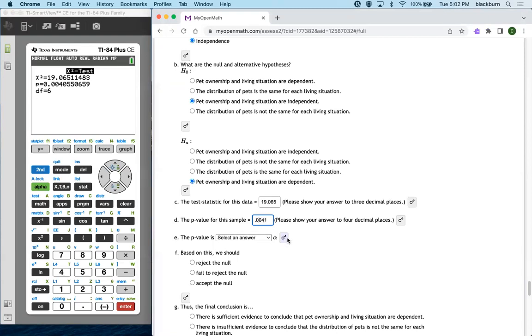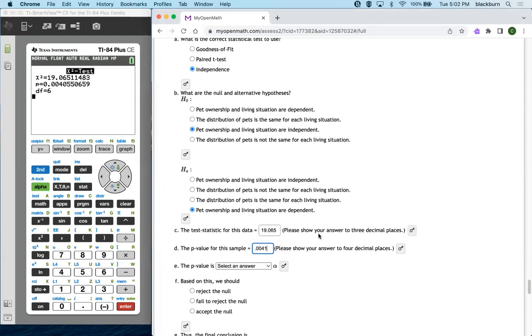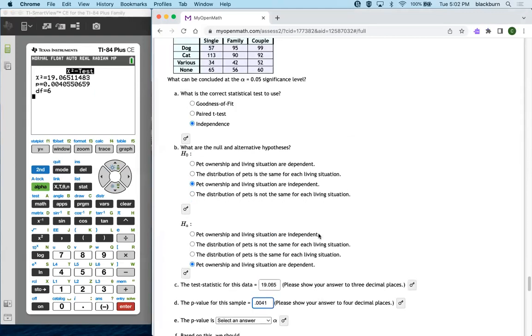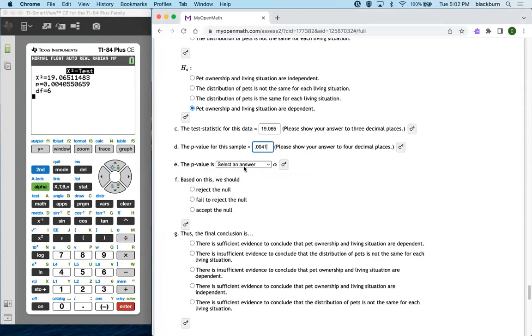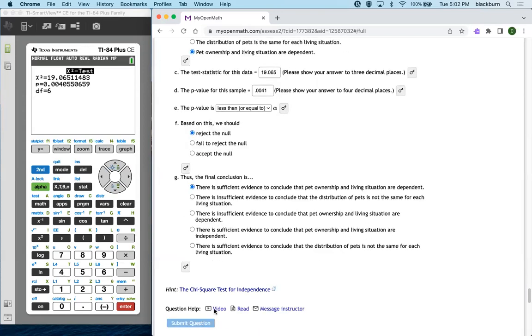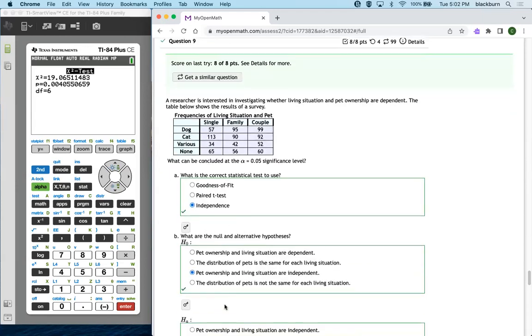Our p-value is 0.0041. Looks like we're going to assume these are dependent too. So the p-value at a 5% significance level is definitely less than. When it's less than, we reject the null. So we do have sufficient evidence to conclude something. And that we're accepting the alternative hypothesis that pet ownership and living situation are dependent. So it's that one there. Enter, and we got it.